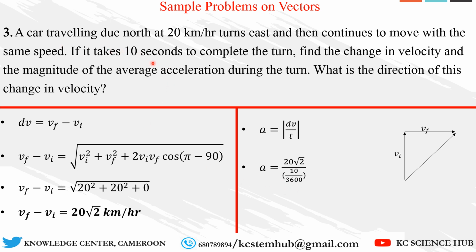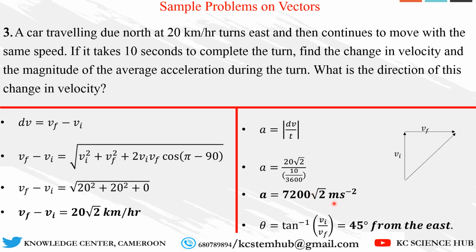So of course 10 here is 10 seconds. So you have to convert that to hours since our change in velocity is kilometers per hour. So you have acceleration there to be 7,200 root 2 meters per second squared. Oh no, kilometers per hour squared, right? Because I converted this guy to hours, sorry. So that is supposed to be kilometers per hour squared. Oh Jesus, that's bad. This is kilometers per hour squared, guys.